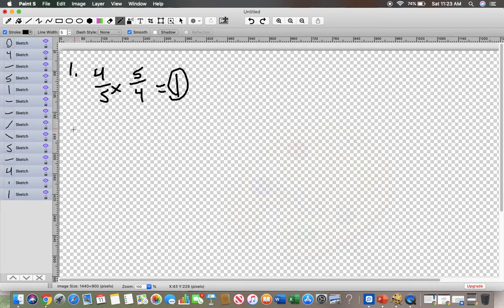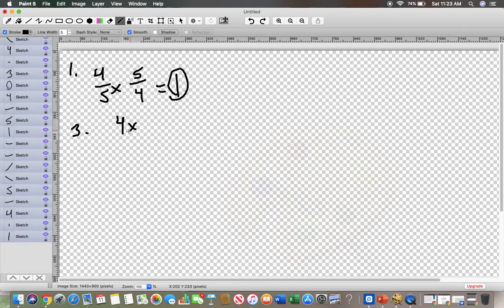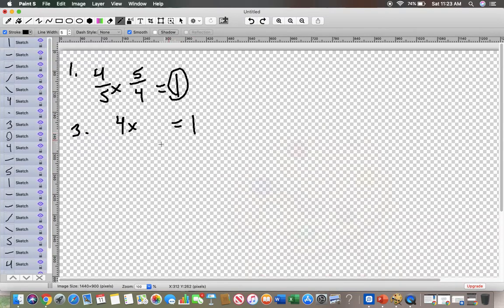Always. So number 3, 4 times what will be equal to 1? Well, what's the reciprocal of 4? That's the same as saying 4/1, flip it, would be 1/4. That is equivalent to 1. Let's move down to number 5.